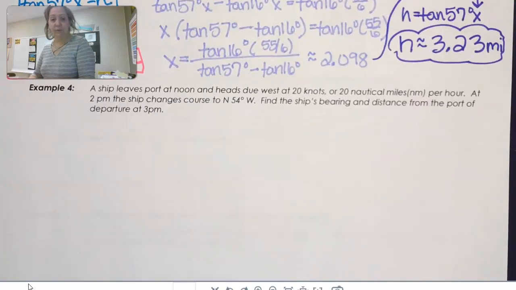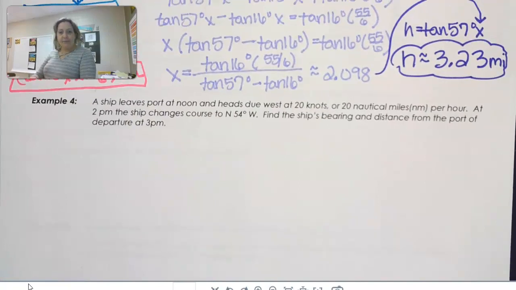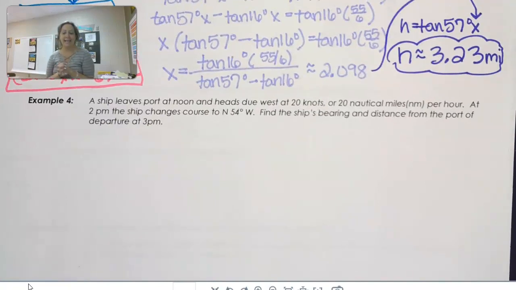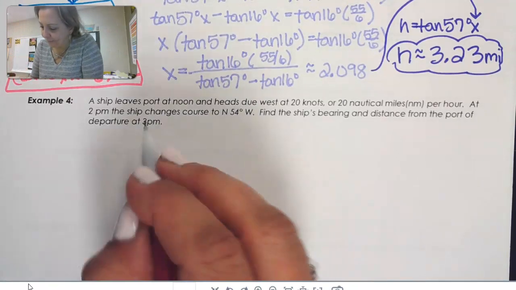Okay, let's look at example 4. It says the ship leaves port at noon and heads due west at 20 knots, or 20 nautical miles per hour. At 2 p.m., the ship changes course to north 54 degrees west. Find the ship's bearing and distance from the port of departure at 3 p.m. So there's a lot going on in this question.